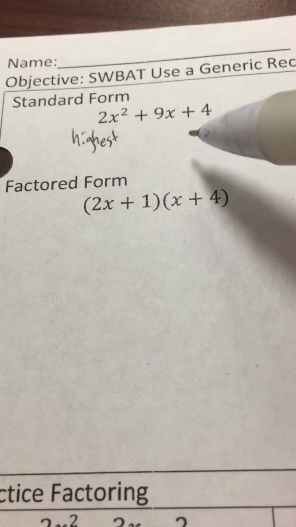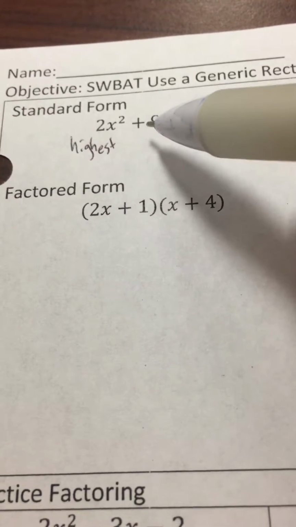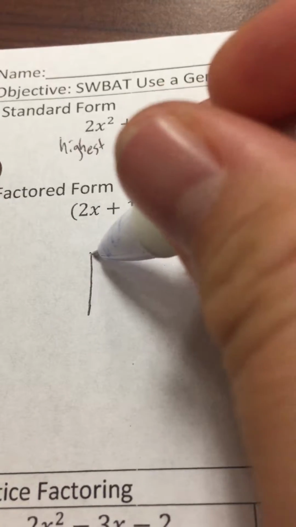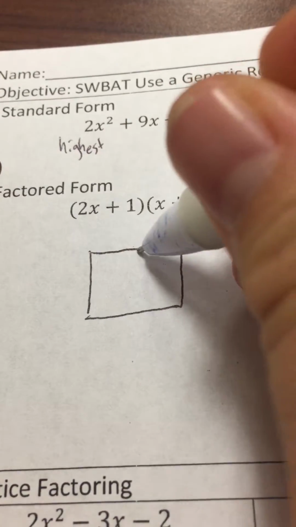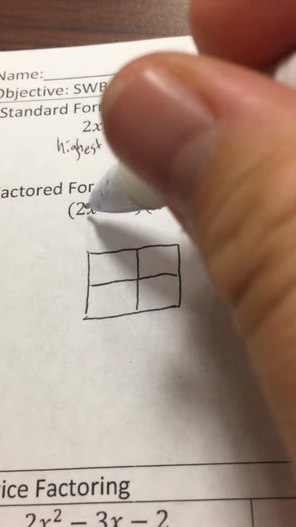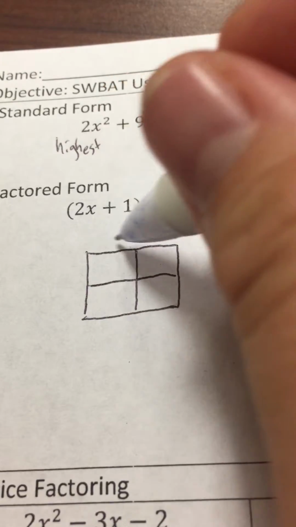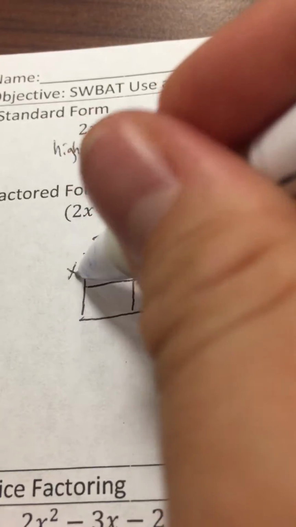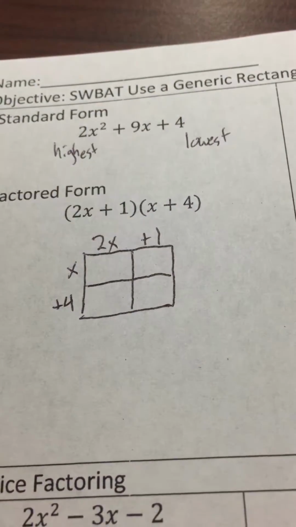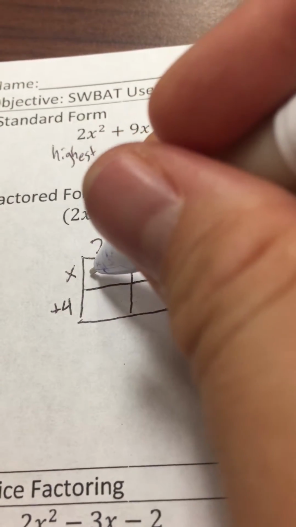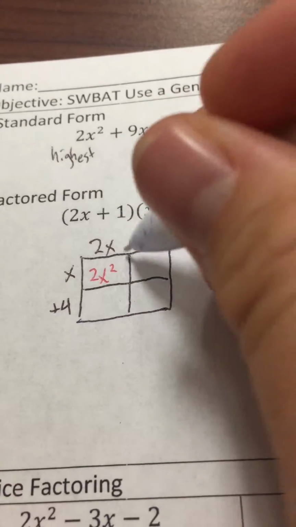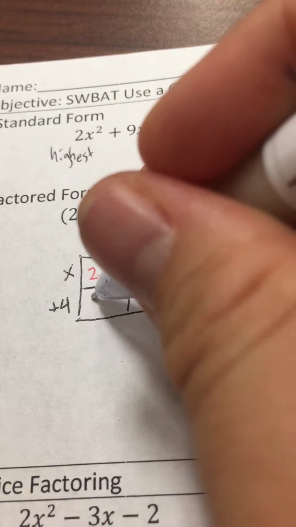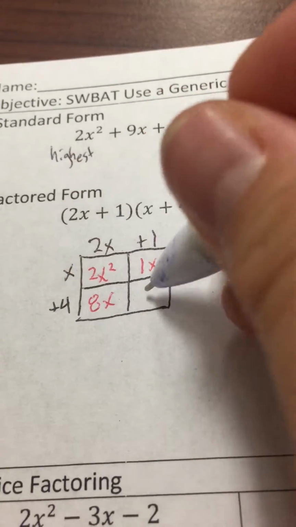When you multiply out your factored form, you should get the standard form. So one way we can multiply this out is by using that generic rectangle. And I can set up each of these factors alongside that rectangle. So this would be 2x plus 1. This would be x plus 4. So we've practiced this before. These multiply out to 2x squared. X times 1 is 1x. 2x times 4 is 8x. And 4 times 1 is 4.